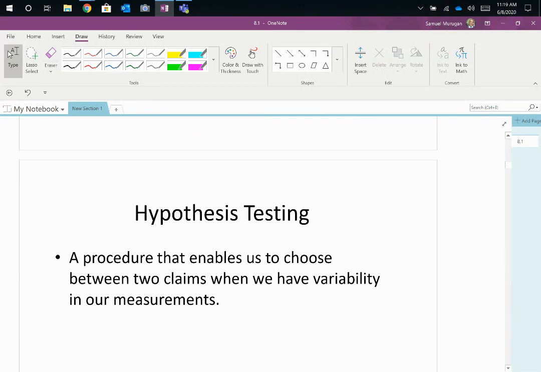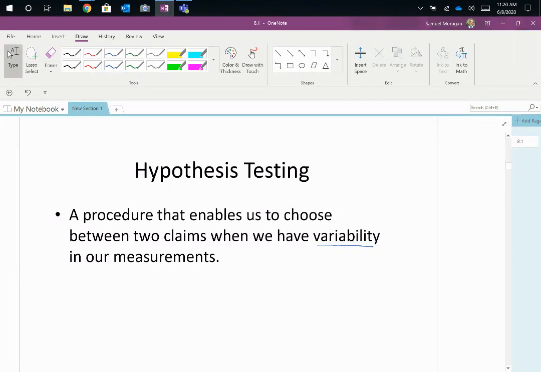So first of all, let's define a hypothesis test. A hypothesis test is a procedure that enables us to choose between two claims when we have variability in our measurements. Now, if there's no variability in the measurements, then we don't need a hypothesis test, okay? But when there's variability, we need a hypothesis test to help us choose between the two claims, right?